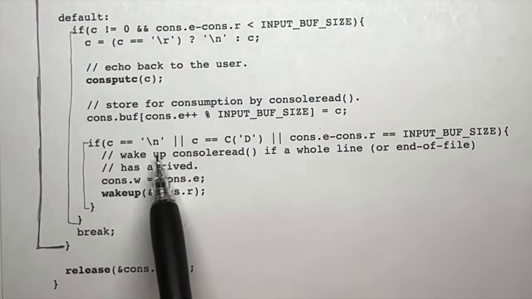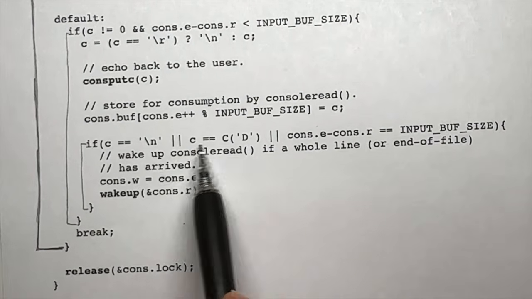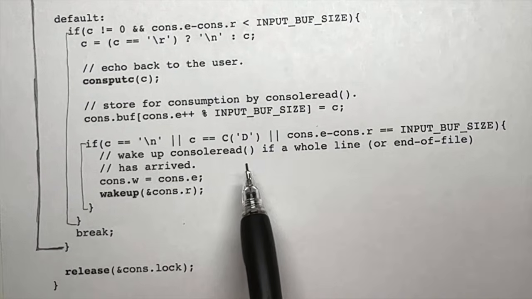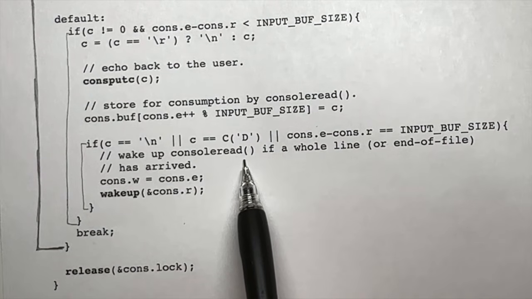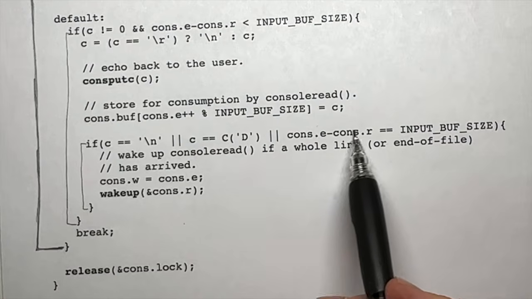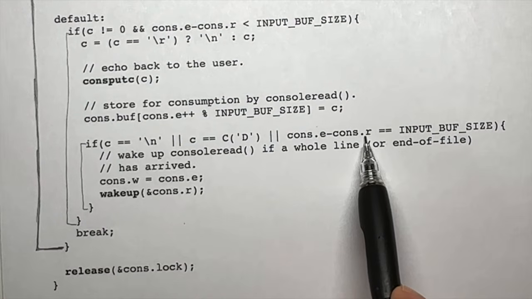Finally, if we just added a new line or a Control D to the buffer, we need to wake up any processes that are waiting. The user's typed a full line, and we can now make it available to the user process. Also, if the buffer is full, we also need to wake up the process.